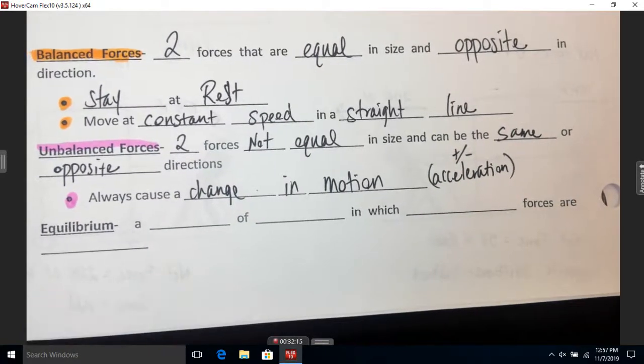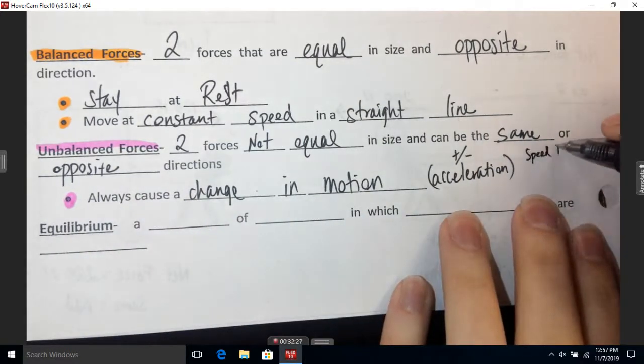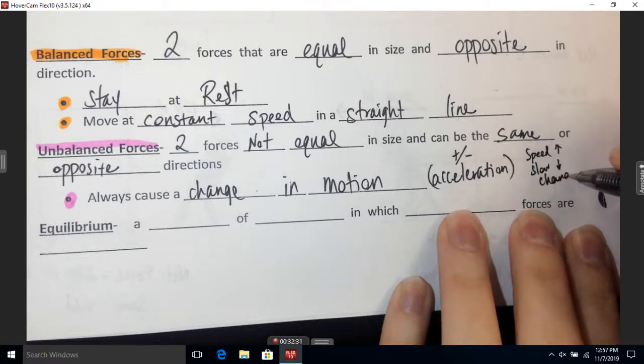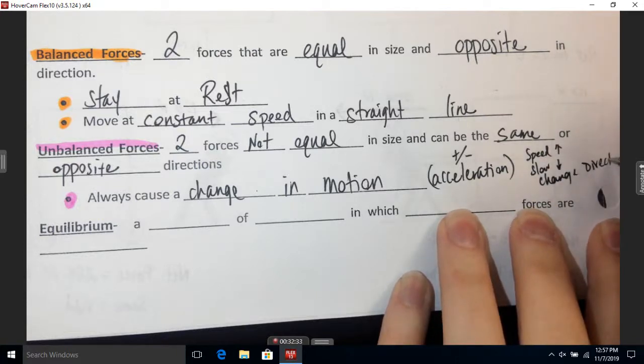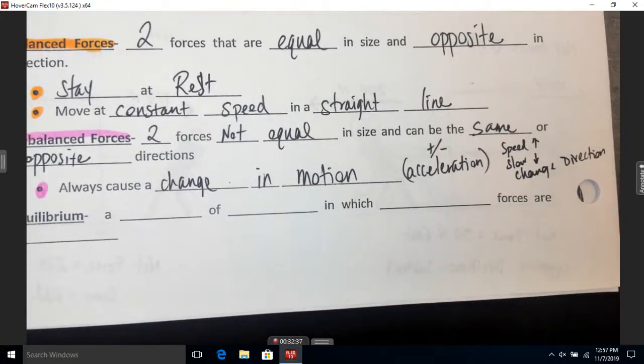What are the three ways we learn that we accelerate? Change direction, speed up, or slow down. Those three things: unbalanced forces cause speed up, slow down, or change direction. Because that is what acceleration means. Those are the three things for acceleration. Okay?